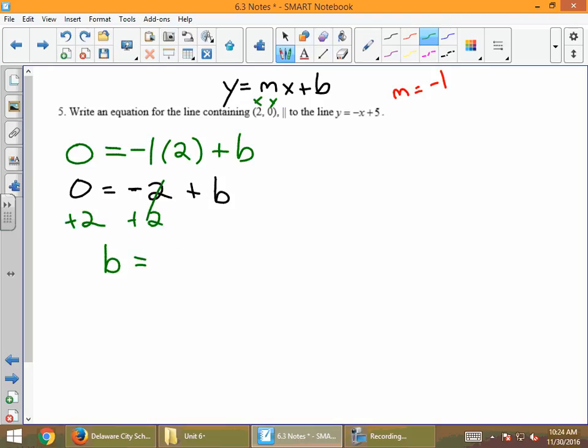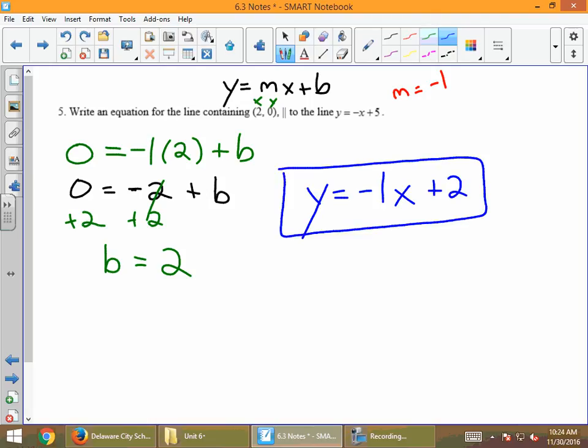It's a freebie, too. 2. Hey, guess what? We got the 2 bits of information we need. Let's plug them in together. So I now know that y equals, my slope didn't change because it's parallel, -1, include that x. What I find my y-intercept to be? 2 plus 2. Got it. Questions on that? The process remains the same.